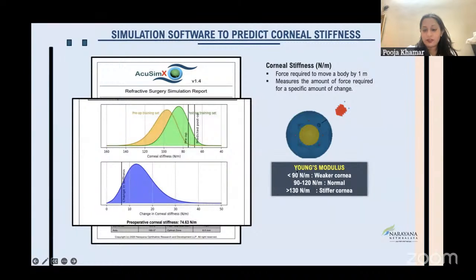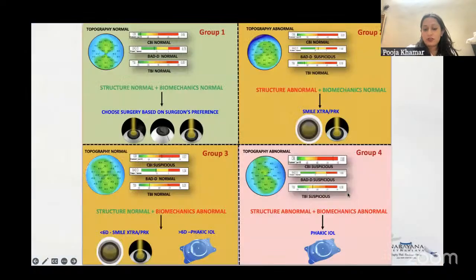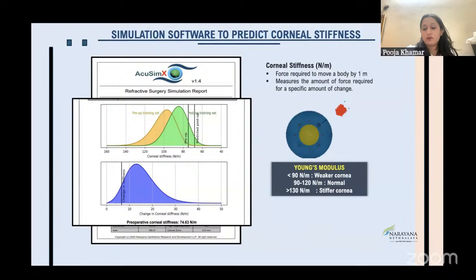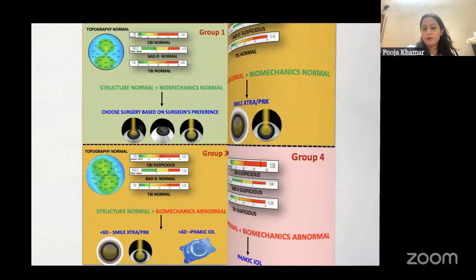It's a very good algorithm. Less than 90 means weaker cornea, 90 to 120 normal, more than 130 stiffer. And based on that, you can choose: if everything is normal, go ahead with any procedure. Anything abnormal, you choose a SMILE Xtra. More on the weaker side, you choose PRK Xtra or a phakic, or if everything is bad, then you choose a phakic. So basically, this AI-based tool will tell you which procedure to choose for your patient.